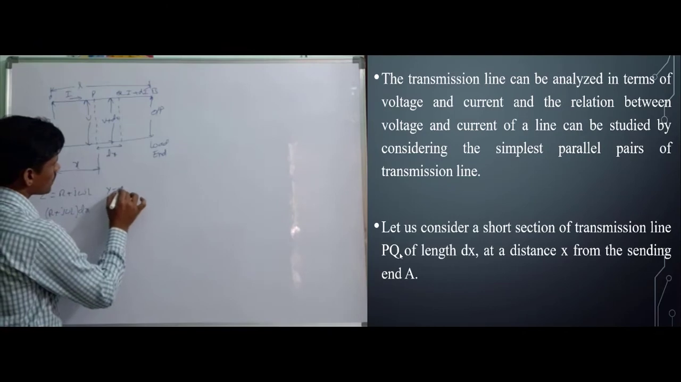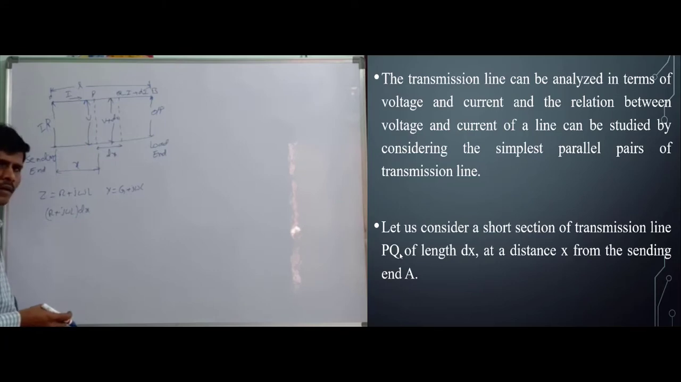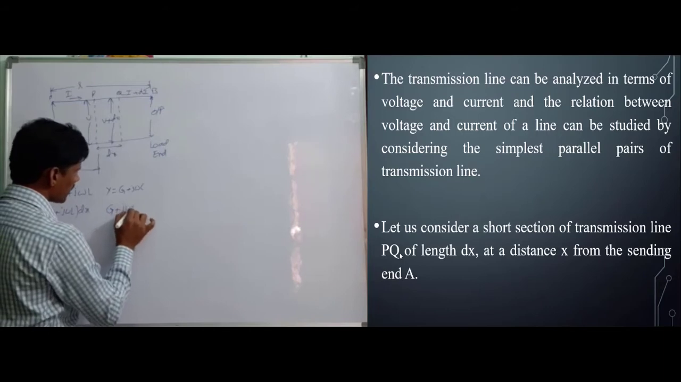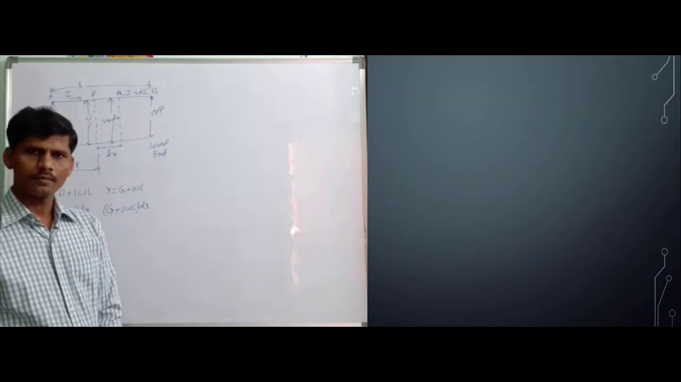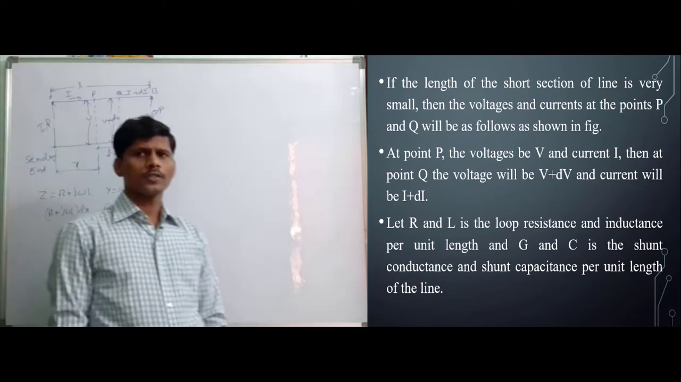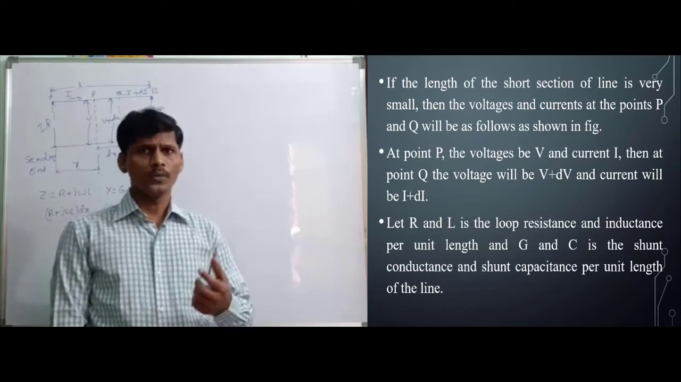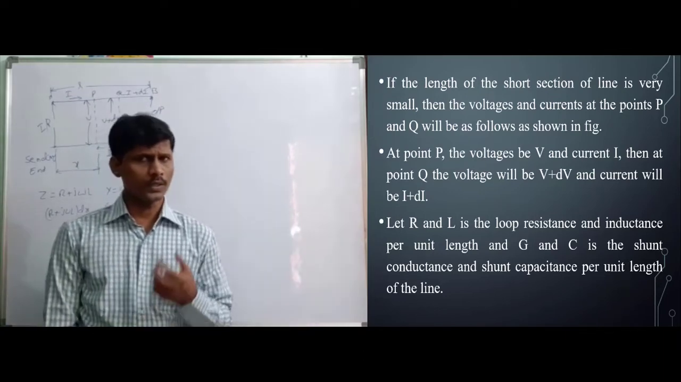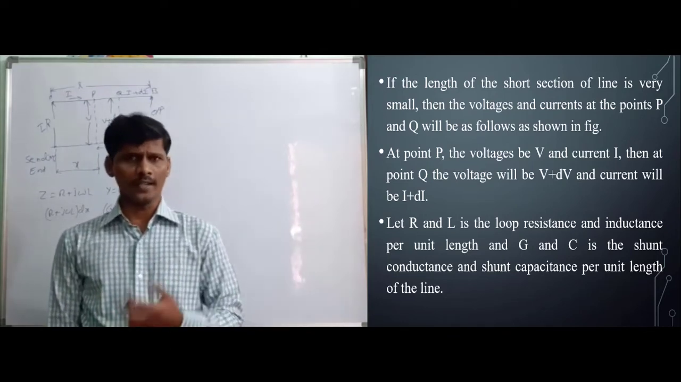The shunt admittance Y is equal to G plus j omega C. The admittance of the short section of the transmission line is G plus j omega C into dx. The length of the short section is very small. At point P, the voltage and current are V and I, and at point Q, they will be V plus dV and I plus dI.